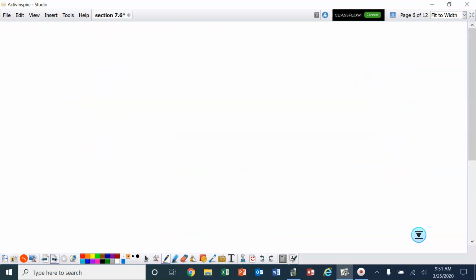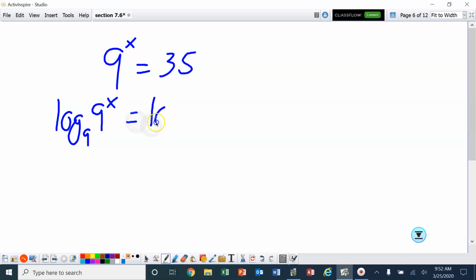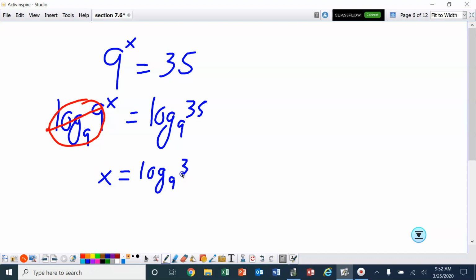All right. Let's take a look at another one. This time let's go with 9 to the x power equals 35. I need to figure out x, so I want to get rid of the base of 9. Again, I'm going to take the log of both sides. But since that is a 9, now I'm going to do log base 9 to the x equals log base 9 35. These cancel out. So we're left with x equals log base 9 35.